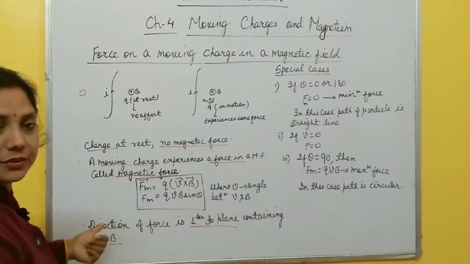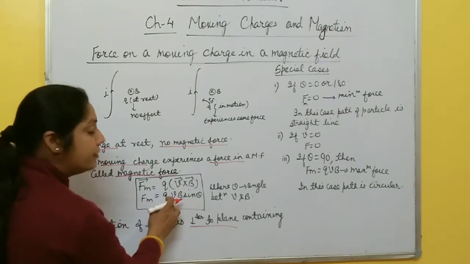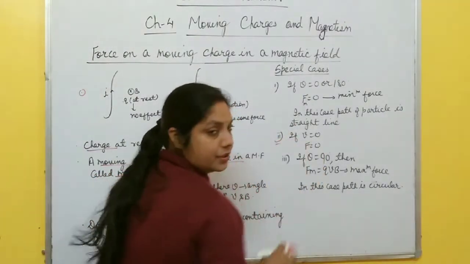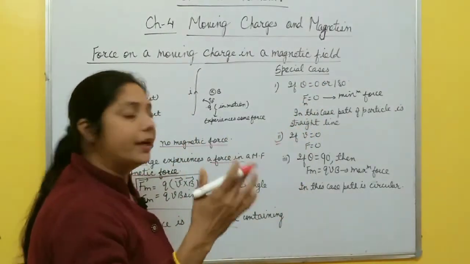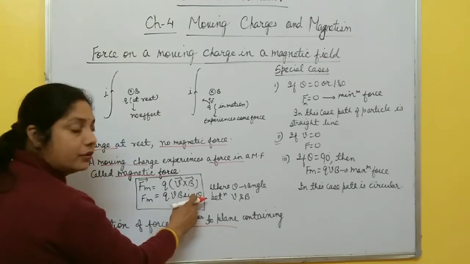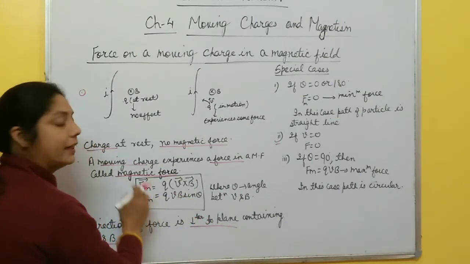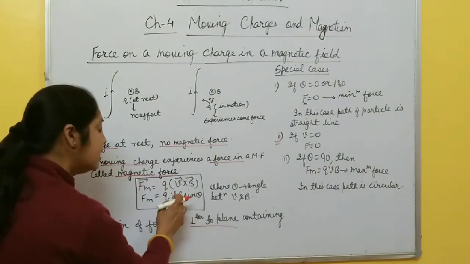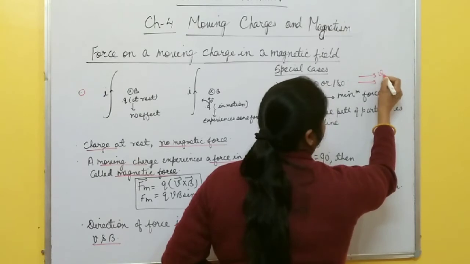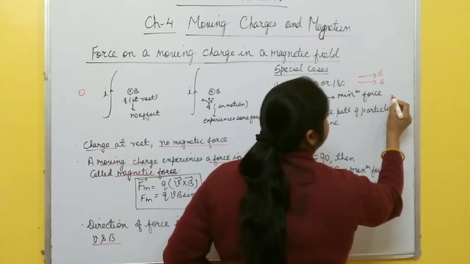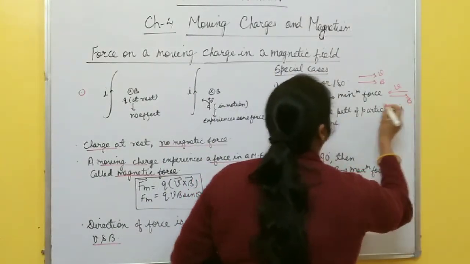So I think magnetic force is clear. It only exists when the charge is in motion. If charge is at rest, it means V is 0, and if V is 0, it means force is also 0. In another case also force is 0 if theta is 0 or 180 degree. Here if you put theta 0, then sine 0 is 0, or sine 180 is also 0. In both cases, magnetic force is 0 or minimum. Sine 0 means V and B both are in the same direction, right? And 180 means if B is in this direction, then V is in opposite direction. In both the cases, magnetic force is 0.